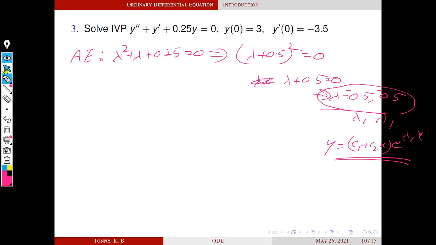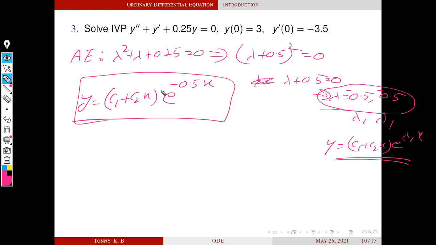So in our case, our general solution y is equal to (c1 plus c2x) times e raised to lambda x. What is lambda? Minus 0.5, so e raised to minus 0.5x. So this is the general solution, that means a solution satisfying only the differential equation. Next we have to apply these two conditions.